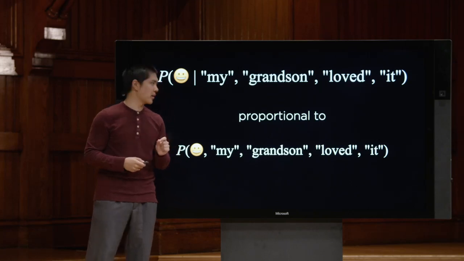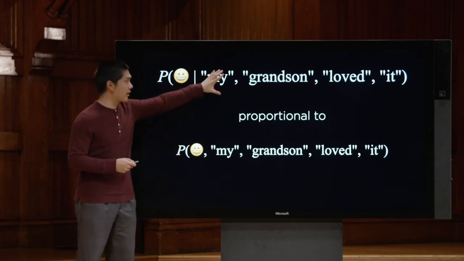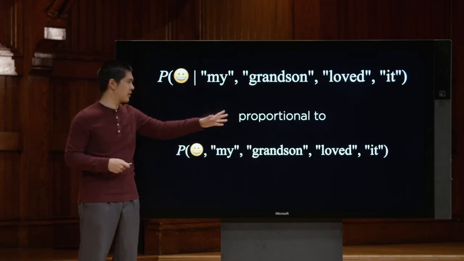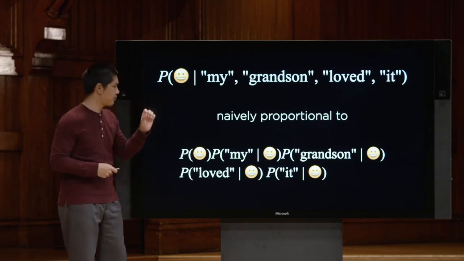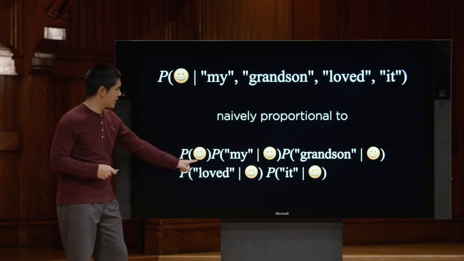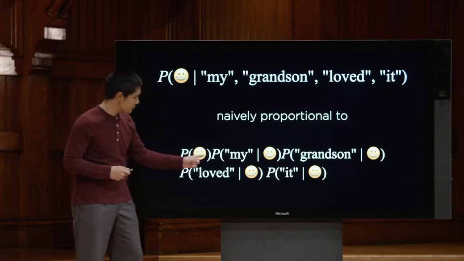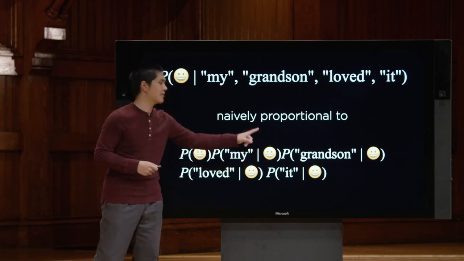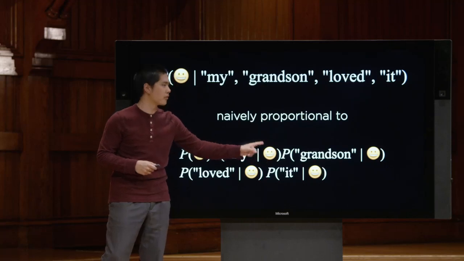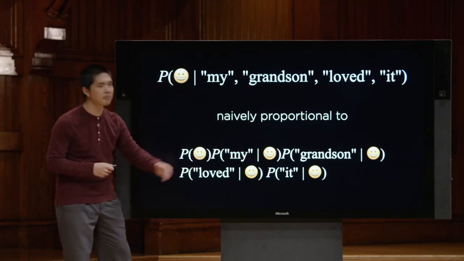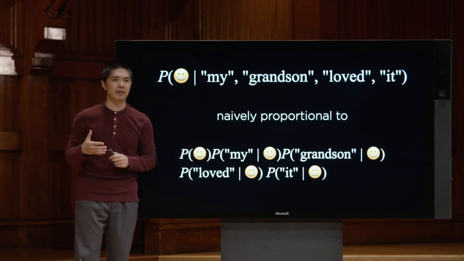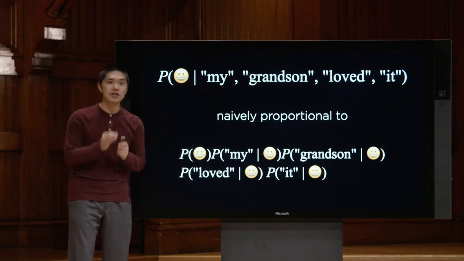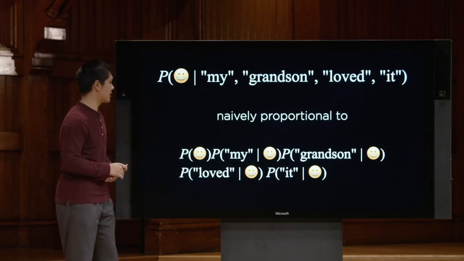So what does that mean? Well, if we make this assumption, then we can say that this value, the probability we're interested in, is not directly proportional to, but it's naively proportional to this value. The probability that the review is positive times the probability that my is in the review, given that it's positive, times the probability that grandson is in the review, given that it's positive, and so on for the other two words that happen to be in this review. And now this value, which looks a little more complex, is actually a value that we can calculate pretty easily.